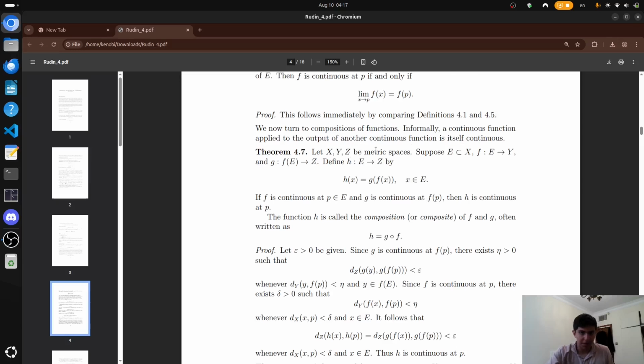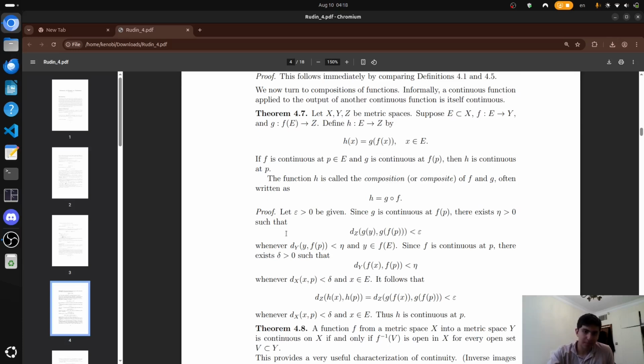Let X, Y, Z be metric spaces. Suppose E is in X, f goes from E to Y, and g goes from f(E) to Z. Define h from E to Z by h(x) equals g(f(x)). If f is continuous at p in E, and g is continuous at f(p), then h is continuous at p. The function h is called the composition or composite of f and g, often written as h equals g o f. Now for the proof.